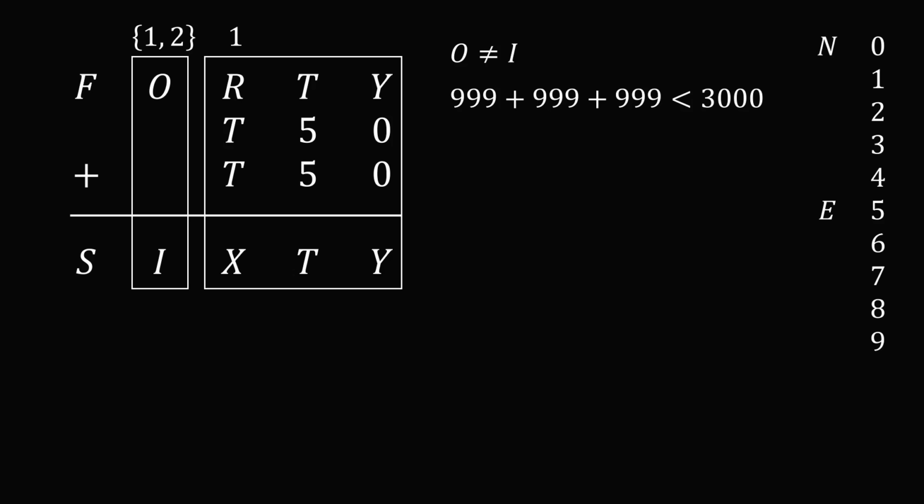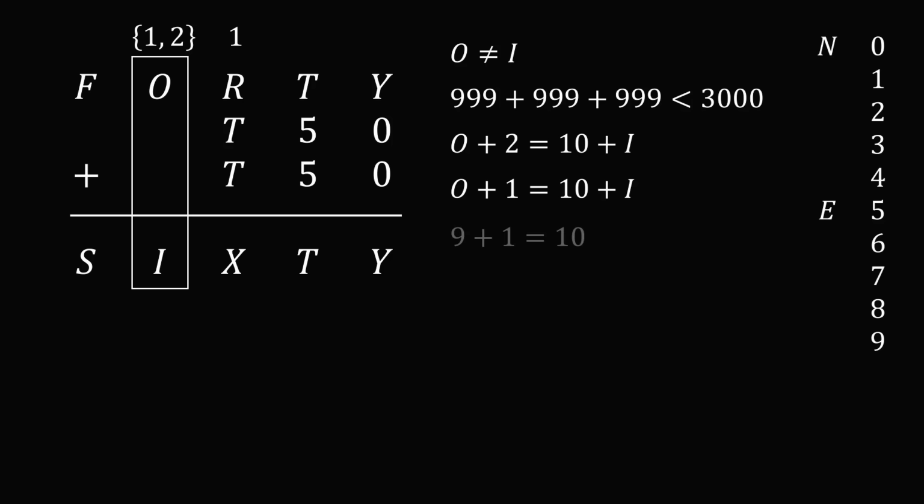So the only possible values of carryover are 1 and 2. Now, if we have a single digit and we have a carryover of 1 or 2, how can we get it so that we have carryover? Well, we have one possibility, which is O plus 2 is equal to 10 plus I, or we have O plus 1 is equal to 10 plus I. But if O plus 1 gives carryover, the only possible value for that would be 9, and we would have 9 plus 1 is equal to 10. But in that case, I would have to be equal to 0, but we know that's not possible since n is equal to 0. So we can't have this possibility.